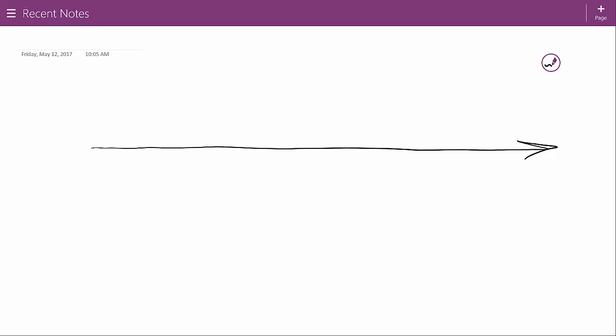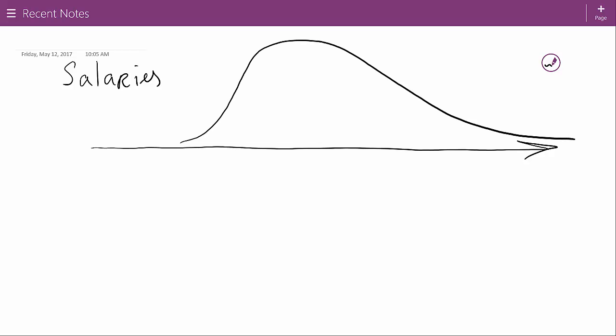Okay, so this is my salaries, right? Individual salaries. Let me try to write it nicely. Salaries. So the distribution probably is going to look something like that. It's going to be highly skewed to the right. All right, and all I have really is a sample of 2,000 people.